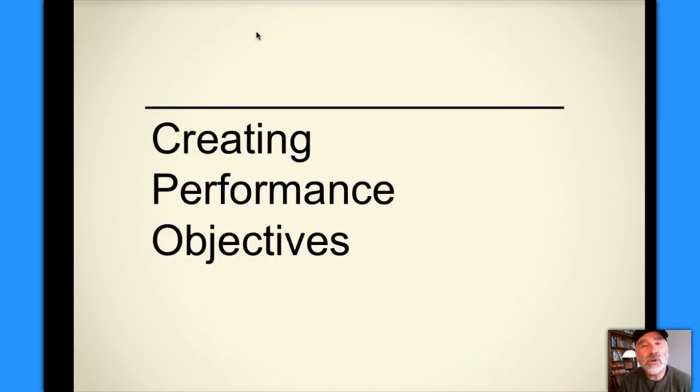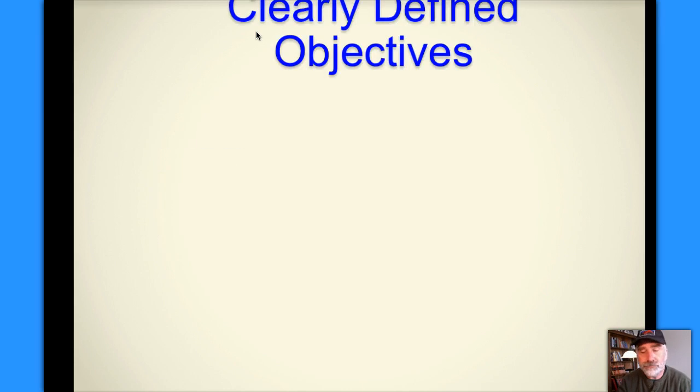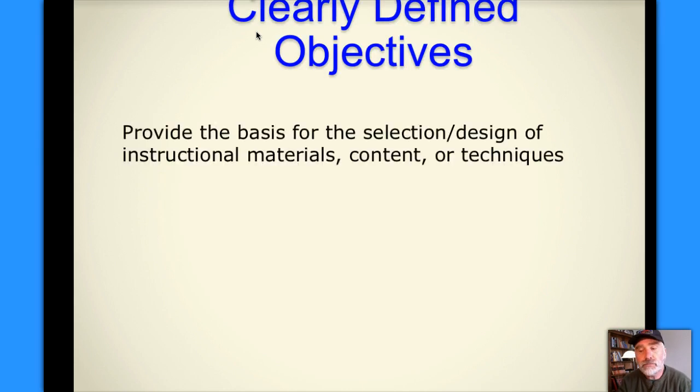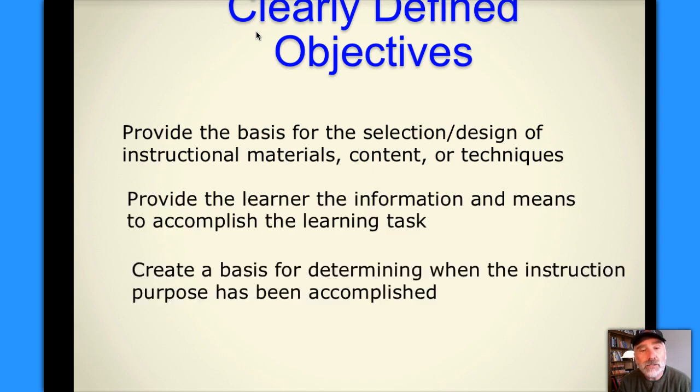All right, creating performance objectives. So let's say we've got our DACUM done. We've got our objectives in there. We have verbs attached to them. The next step in the assignment is to create 10 performance objectives. Well, how do we do that? Okay. First of all, we start with a clearly defined objective. You can read that. These are the reasons why we have objectives.